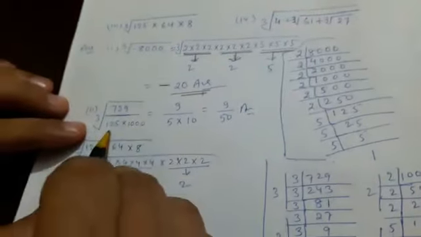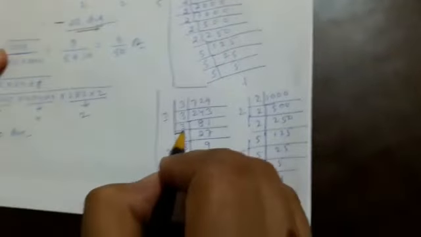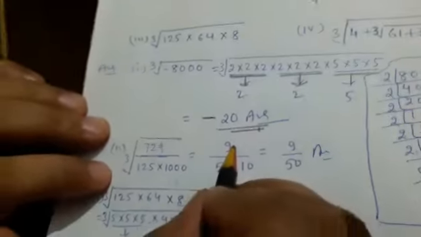Now the next question is the cube root of 729 upon 125 into 1000. So we'll find the cube roots of 729, 125 and 1000 separately. The cube root of 729: we have seen these are the factors of 729. We'll make triplets. For these three 3s we'll write down 1 three, and for the other three 3s we'll write down 1 three. So 3 3s are 9. We multiply both these 3s. So the cube root of 729 will be 9.